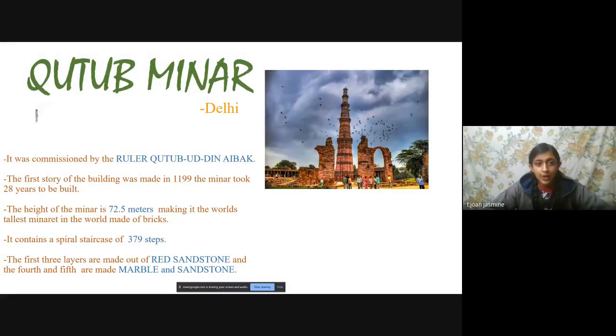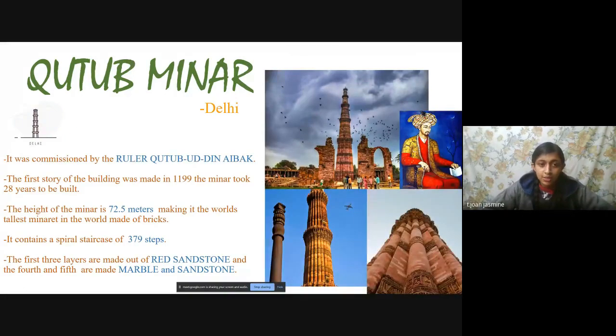Next, I would like to move on to the Qutub Minar, also situated in Delhi. It was commissioned by the ruler Qutb Uddin Aibak. It took 28 years to be built. Its height is around 72.5 meters tall, making it the tallest minaret in the world. It contains a spiral staircase of 379 steps.